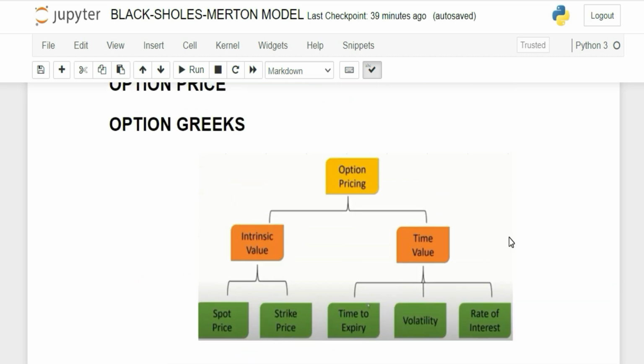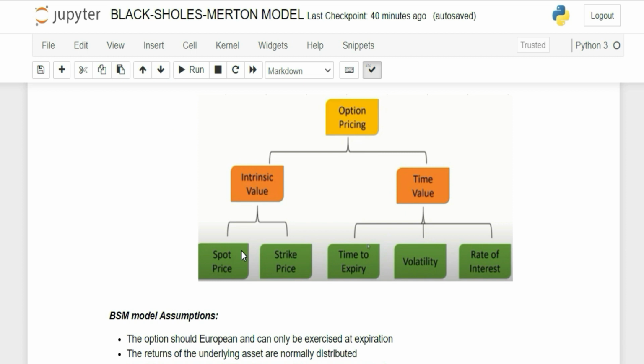Before we start, let me explain a little bit about option pricing. Option pricing is basically divided into two parts, which are intrinsic value and time value. The intrinsic value is basically the difference between the spot price and strike price, and the time value mostly depends upon the time to expiry, volatility, and rate of interest. If there is any change in these 5 parameters, then of course the option price will change. That is what the Greeks measure.